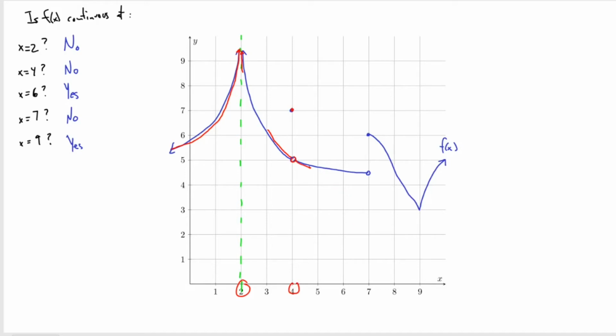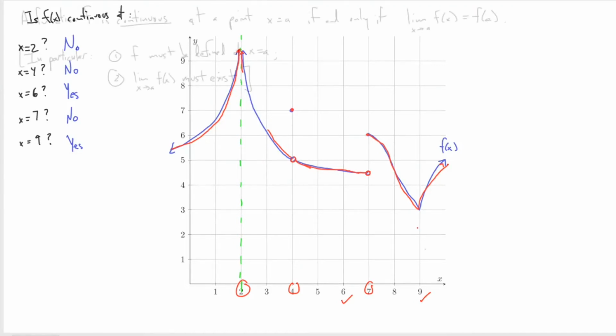We looked at what happens at x equals 6. Sure, I can draw the graph right through x equals 6 without picking up my pen, and so it's continuous at x equals 6. Discontinuous at x equals 7 because I had to pick up my pen there, and then continuous at x equals 9 because I can draw the graph there without picking up my pen. And so there's certainly something funny happening at x equals 9 because there's that sharp angle there, but that's a different property and we'll be talking about that later.